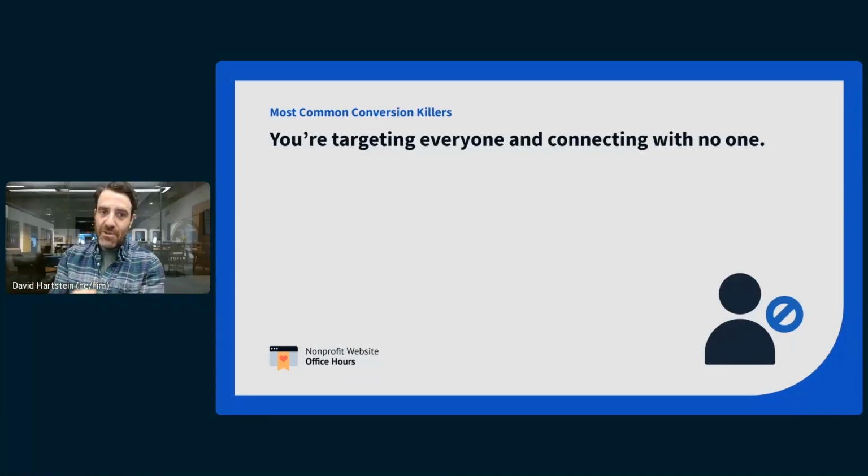So the first conversion rate killer, and one of the most common ones that we see, is you're targeting everyone and connecting with no one. Typically this happens when nonprofits aren't super clear on who they're trying to reach with their website in the first place, which generally leads to casting too wide a net. It could be that you don't know your target audience yet. Maybe it's a little too early in your strategic journey. Could also be that you don't want to leave anyone out or rule out a potential group of supporters. And I totally understand why this happens.